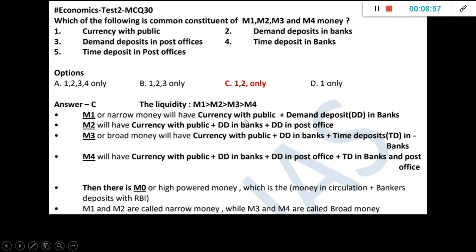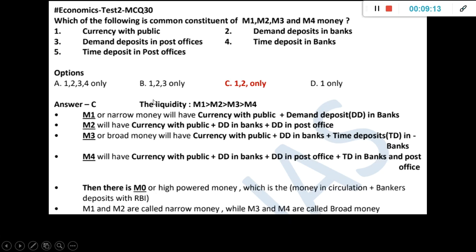You should know the concept of high-powered money, that is M0. Then you should know narrow money and broad money. M0 is the high-powered money, which is the money in circulation plus bankers' deposit with the RBI. Then M1 and M2 are called narrow money. M3 and M4 are broad money, particularly M3 is called broad money.